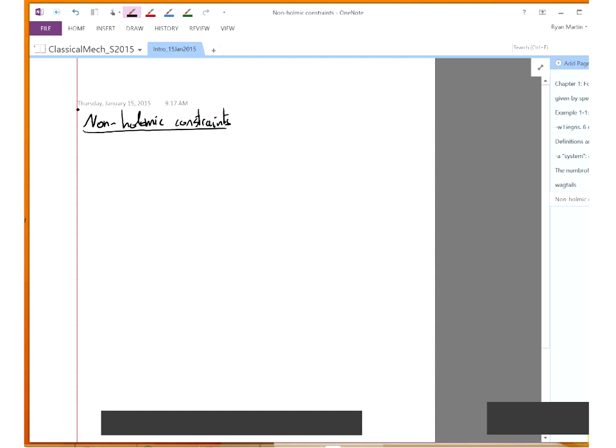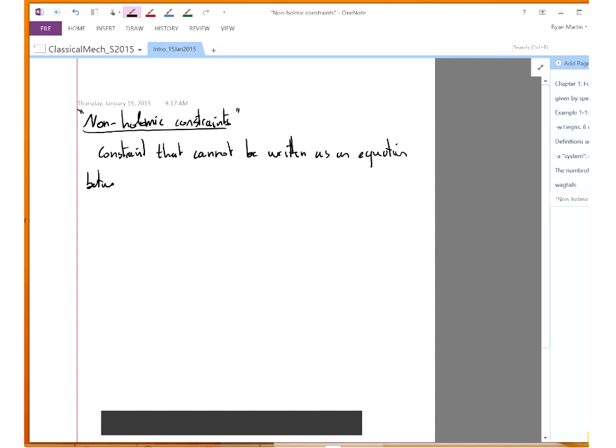A non-holonomic constraint is a constraint equation that cannot be written as an equation between the coordinates. So rolling without slipping in one dimension could be changed into a holonomic constraint, but as we'll see in two dimensions it can't.